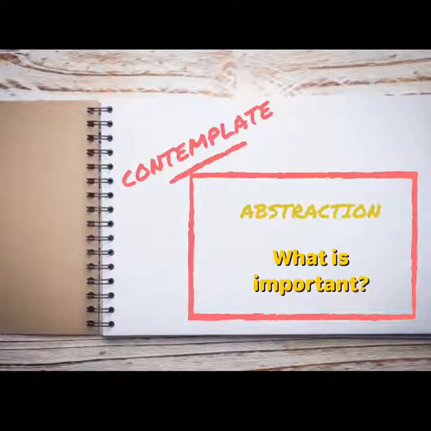Okay, the next stage in the contemplate or planning process, taken from computational thinking, is abstraction. So what's important? What's really important to me when I'm completing this drawing, and what's really important to the teacher? So what did I ask you to do?